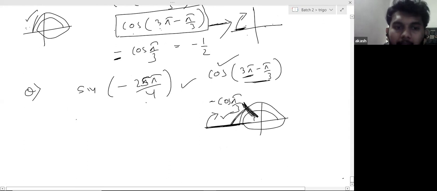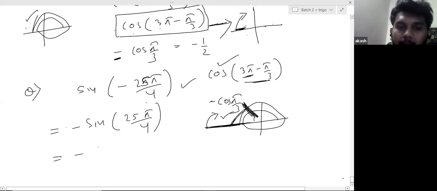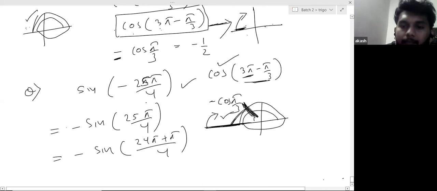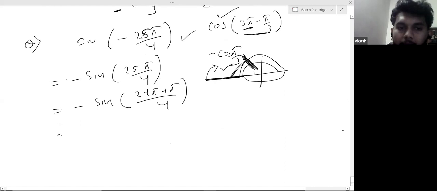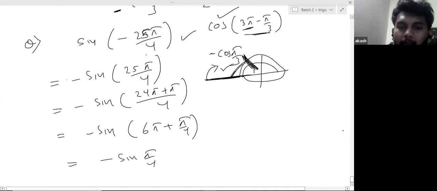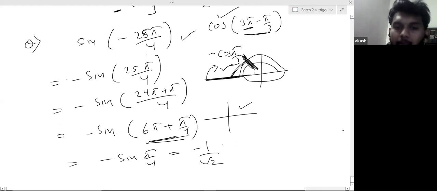This one we can write sine. We can take the negative sign out. So minus sine 25 pi by 4. So this is minus sine 24 pi plus pi upon 4. This is minus sine 6 pi plus pi by 4. So 6 pi, you don't have to change anything. So this is minus sine pi by 4. Now 6 pi plus pi by 4, which quadrant? First quadrant. So this will remain same. So minus 1 upon root 2, because sine pi by 4 is 1 upon root 2.